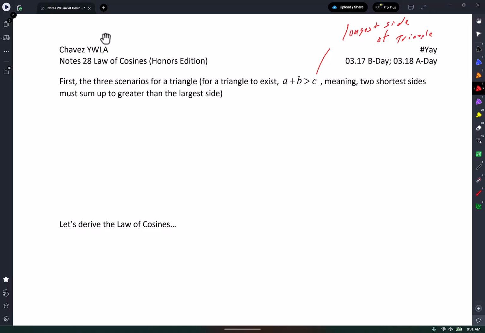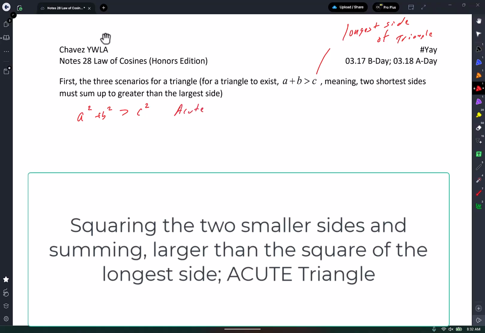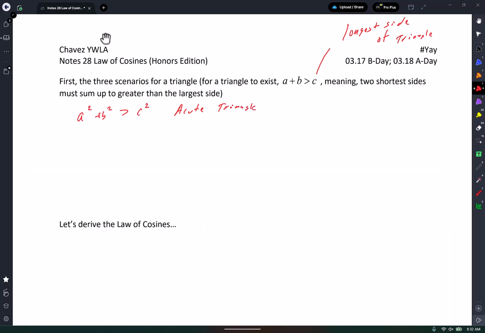There are three types of triangles. It can be an acute triangle, an obtuse triangle, or a right triangle. This is not a lesson on which triangle is which, but I guess the general rule is something like this: if the sum of the two smaller sides' squares is greater than the longest side squared, then it's an acute triangle, which means that all angles in the acute triangle are smaller than 90 degrees.